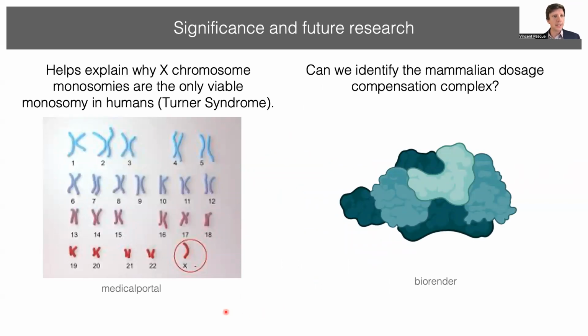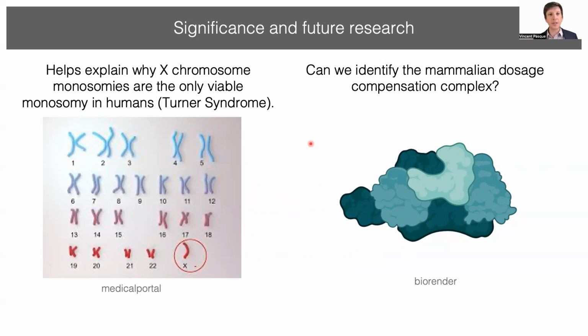And so what is the significance? Well, we think that this helps to explain why X chromosome monosomy is viable in humans. What I mean by that is that X chromosome monosomy is the only viable monosomy in humans. And so it could be that all other monosomies lead to lethality because they don't have a dosage compensation system that acts on a chromosome-wide level. But in the case of the X chromosome, the existence of a mammalian dosage compensation complex enables these patients to survive even despite the loss of one of the two X chromosomes.